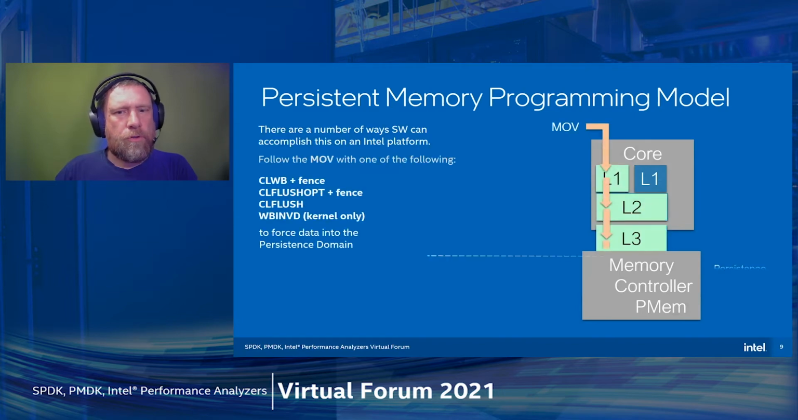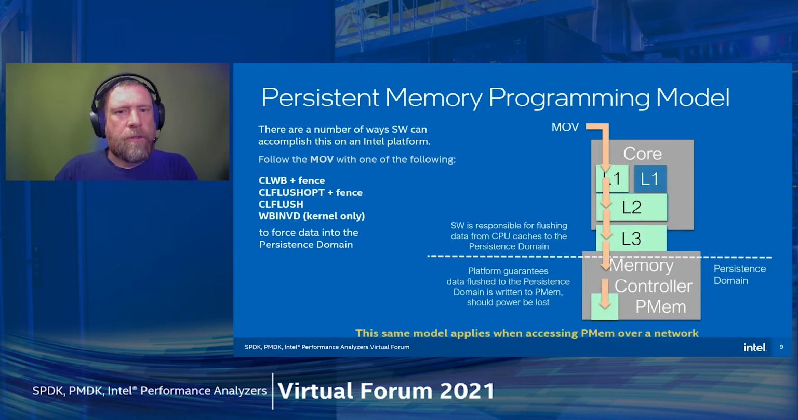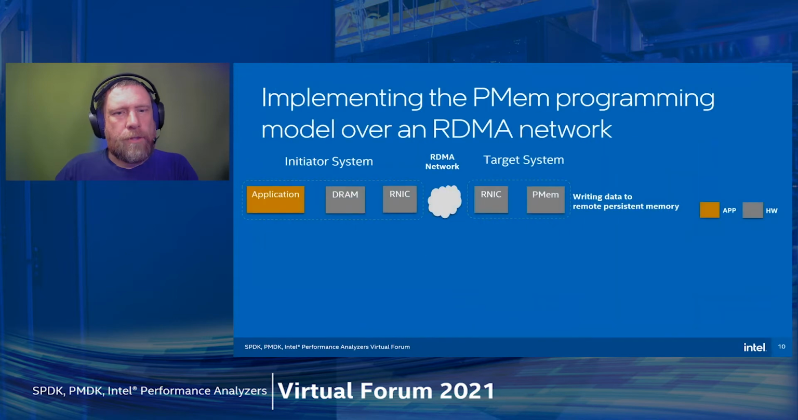The Storage Network Industry Association standardizes the so-called software persistent memory programming model. When writing data to persistent memory, for data to be considered persistent, the software is responsible for flushing data from CPU caches to the persistency domain. Once the CPU caches are flushed, the platform guarantees the written data is persistent. A similar solution is used when writing data to remote persistent memory.